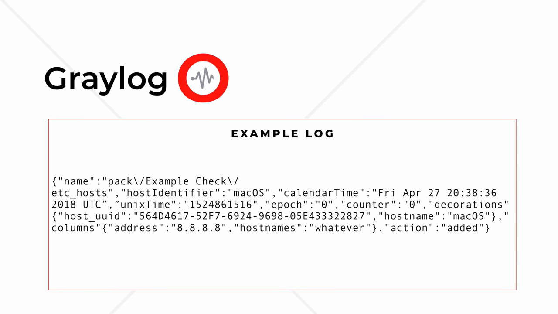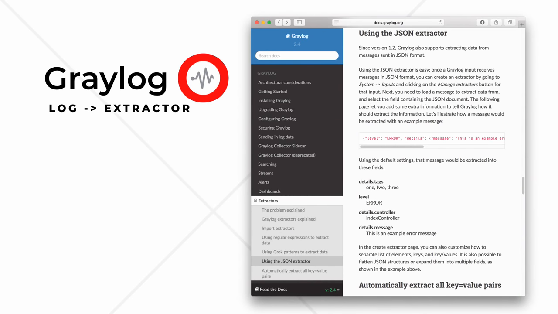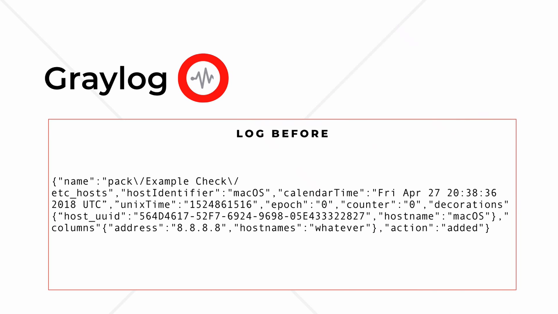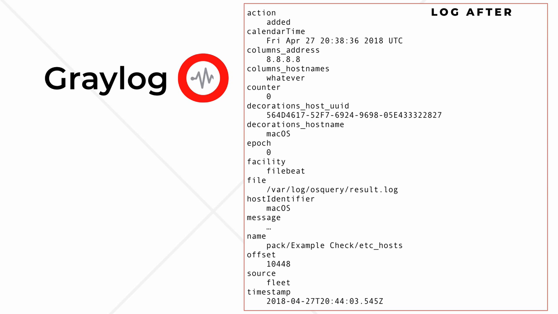So you have this example log. So this is what we did. We changed 8.8.8.8, host names, whatever. So that's the log that got generated from osquery when we changed our host file. What you can do with Graylog that I like is run these extractors, and they have a built-in JSON extractor, and it took zero configuration. I just said anything from this source, use the JSON extractor. So that was the log before, this is the log now. Boom.